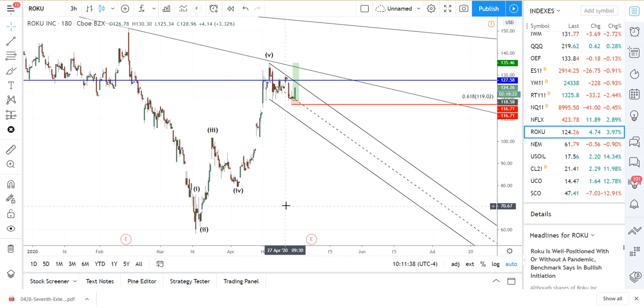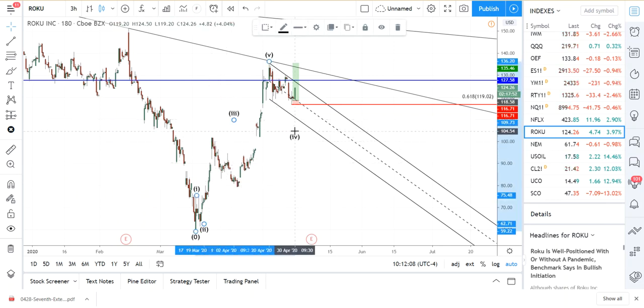The reason I don't like this is because the relationship in time and price between waves 2 and 4, they're just not proportional. I don't like the way it looks, and it makes it seem as if this correction here is one big part of an A, B, and C. So I would prefer, even if it's wrong, to say that this is an ongoing impulse higher.